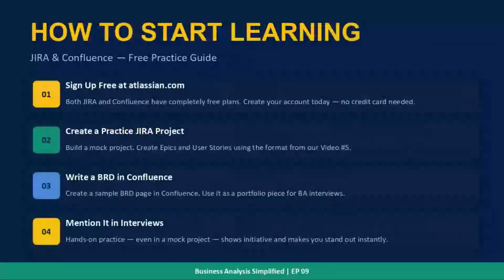To summarize, JIRA is your tool for managing Agile work and tracking progress. Confluence is your tool for documenting requirements, decisions, and knowledge. Together they form the backbone of how most BA teams operate today. And knowing both will make you a significantly more employable business analyst.